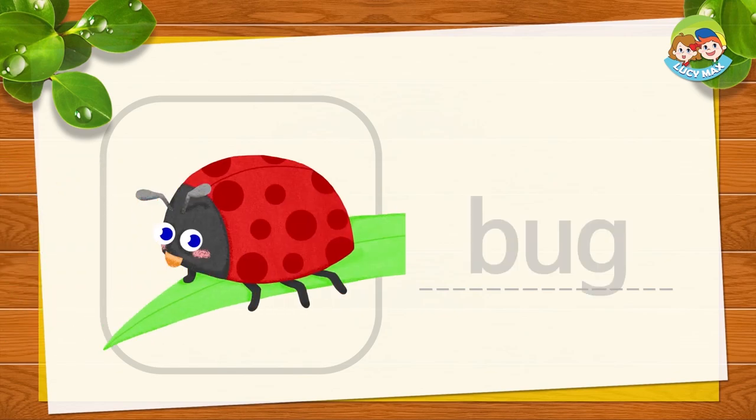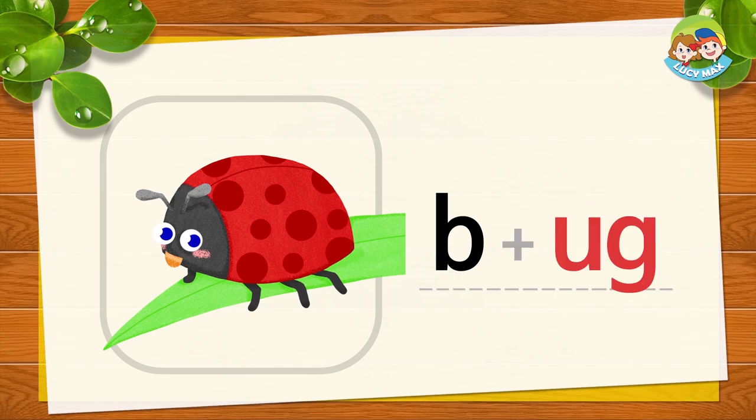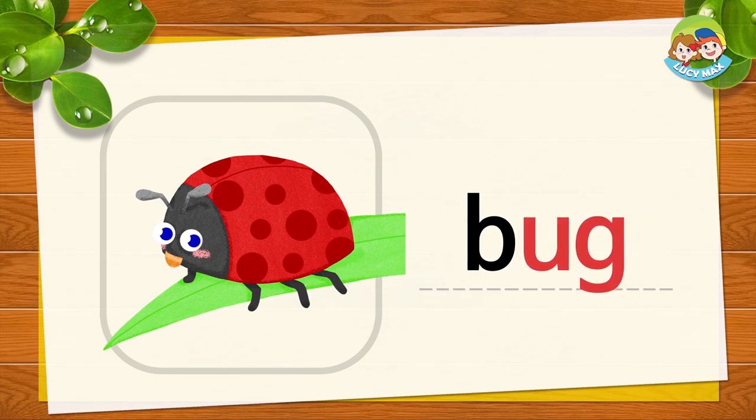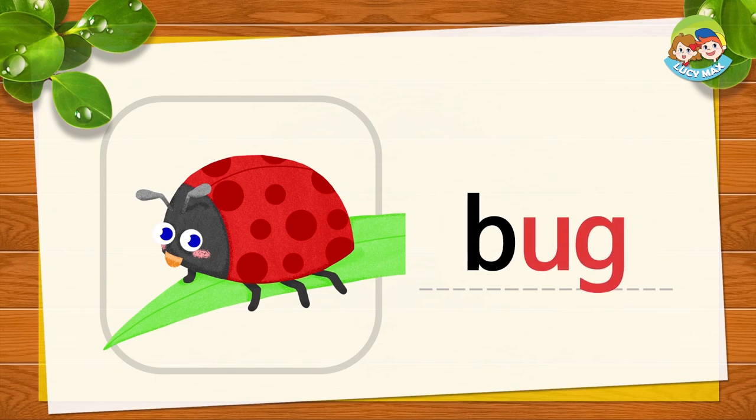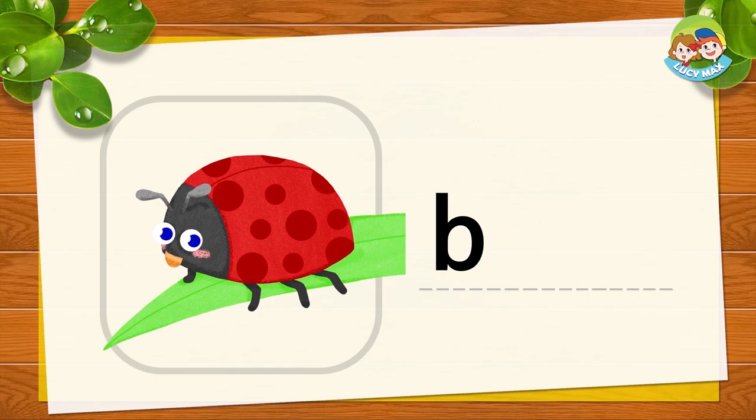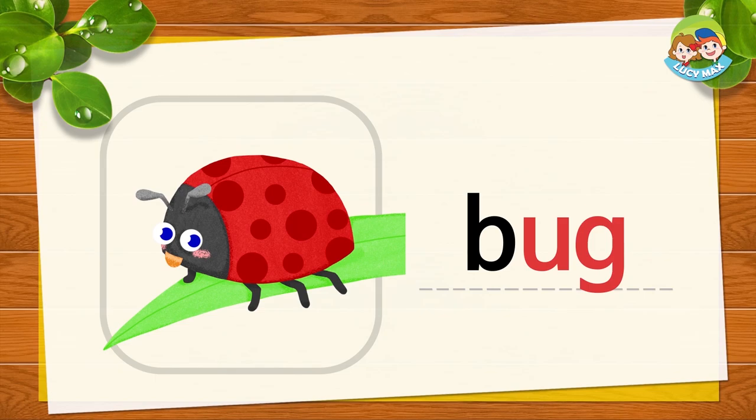This is a bug. B-ug. Together is bug. B-ug. Bug. Now you try. Nice.